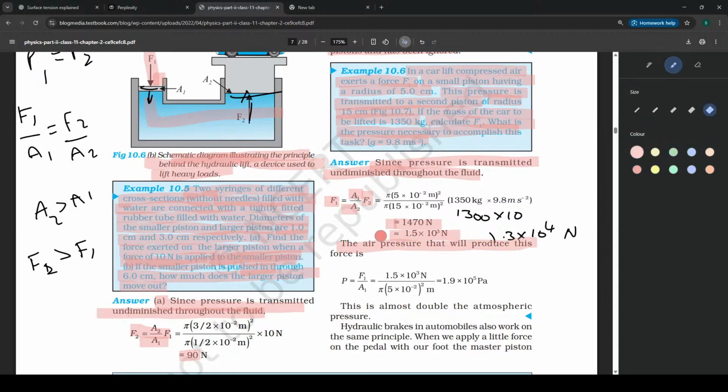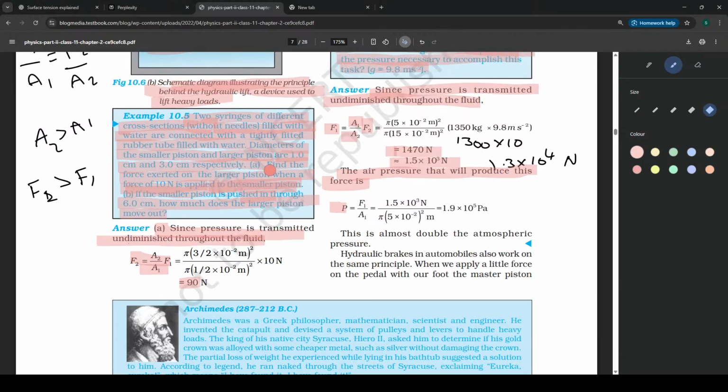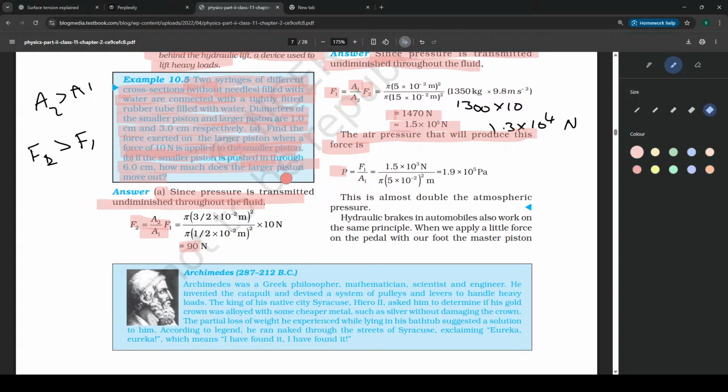The air pressure that will produce this force is pressure, which is equal to F1 by A1, which is the force on the first surface, this much force should be provided, and the area is for the first piston. It is almost double the atmospheric pressure.